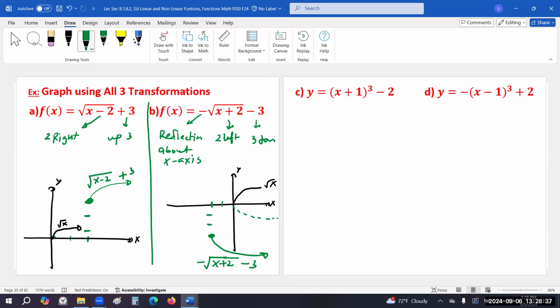Okay, you try with the cubic function. You remember the shape of the cubic function, right? Okay, you must write down all 4 shapes. There are only 4 shapes you have to remember. And the cubic function is the hardest function to graph with transformations.